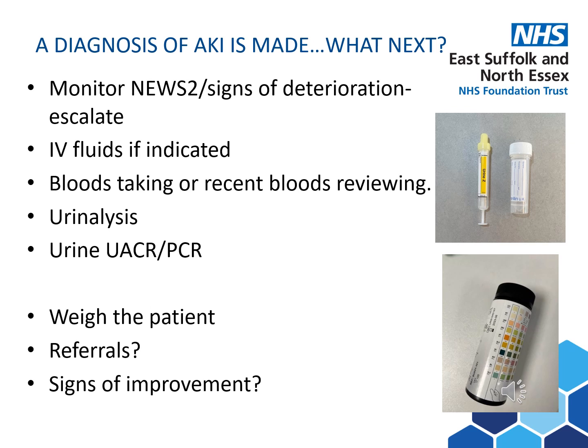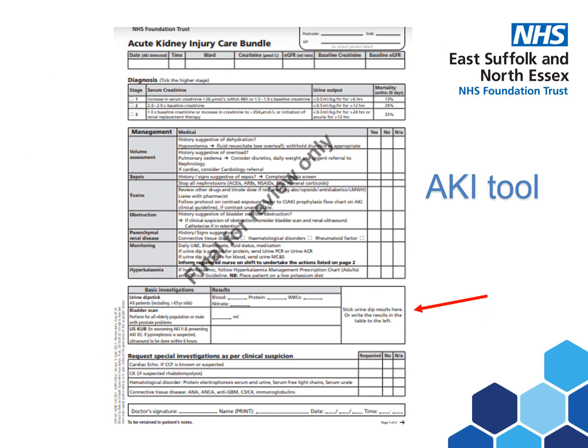Lastly, please keep an eye on your patient. Look for signs of improvement, but also be aware if the patient is getting worse. Is the urine output reducing even more? And do you need to report this? All of this gets documented on the AKI bundle paperwork.